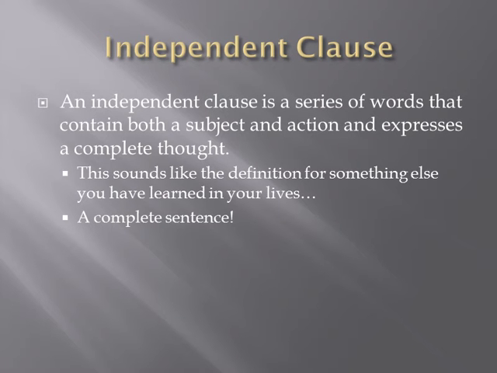The reason we call it an independent clause instead of a complete sentence is because while complete sentence and independent clause are the same thing, when we start talking about dependent clauses, you're going to need to know the difference. So it's one of those where you just have to know both terms. So an independent clause, it's a series of words that contain a subject, an action, and expresses a complete thought, also known as a complete sentence. Do me a favor, guys. Take a look at this paper here. It says exercise one.